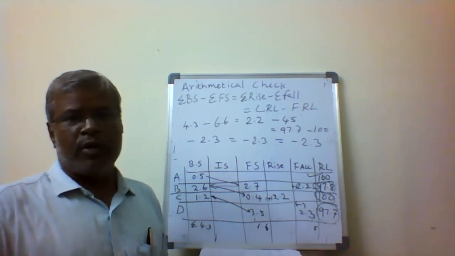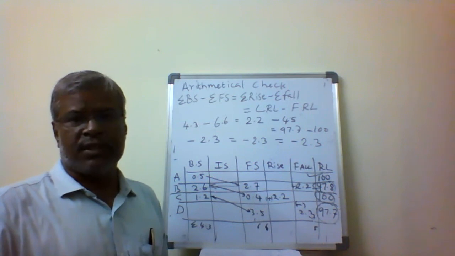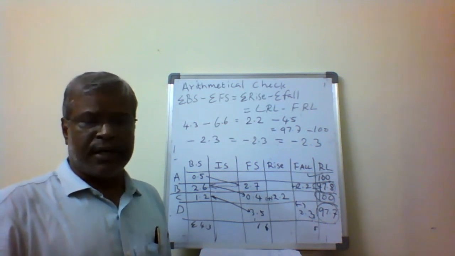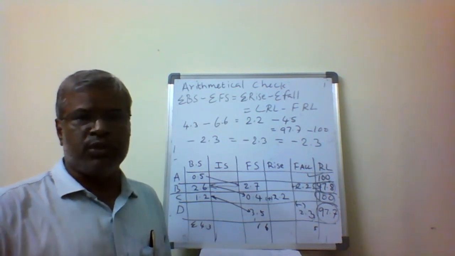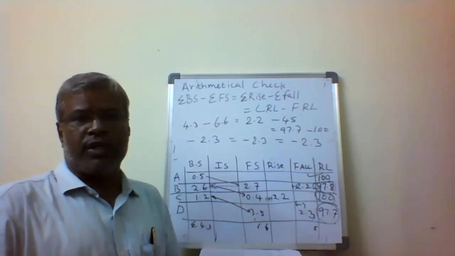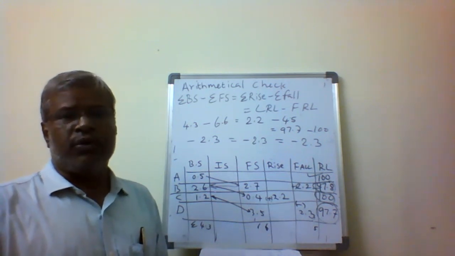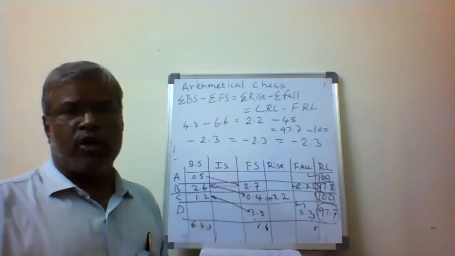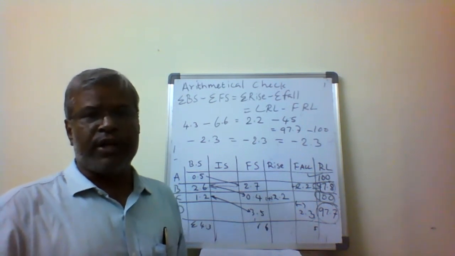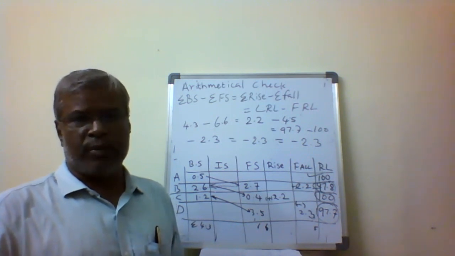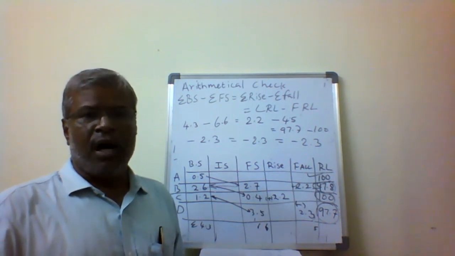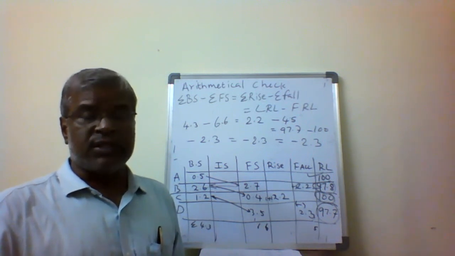Then we calculate the elevations by comparing the consecutive readings with respect to the reduced level, whether it comes as a rise or a fall. If the difference is positive, it is a rise. If the difference is negative, it becomes a fall. So these are the two methods we use to find the reduced level or elevation of a point. One is called the height of instrument method, or line of collimation method, and the second one is the rise and fall method.